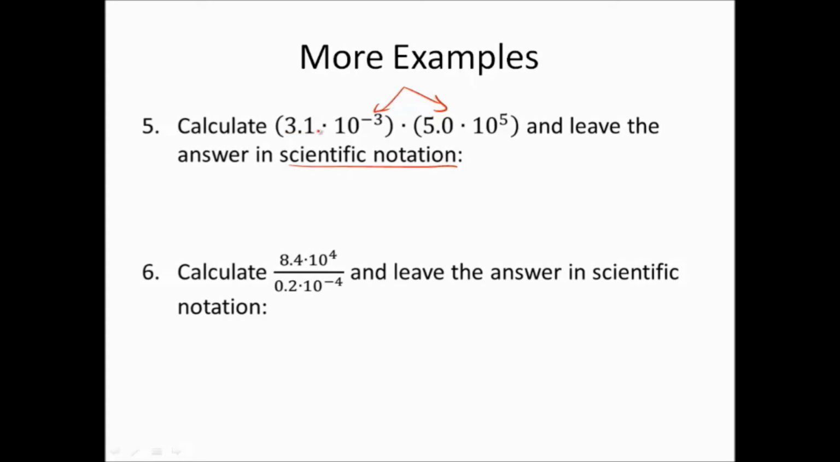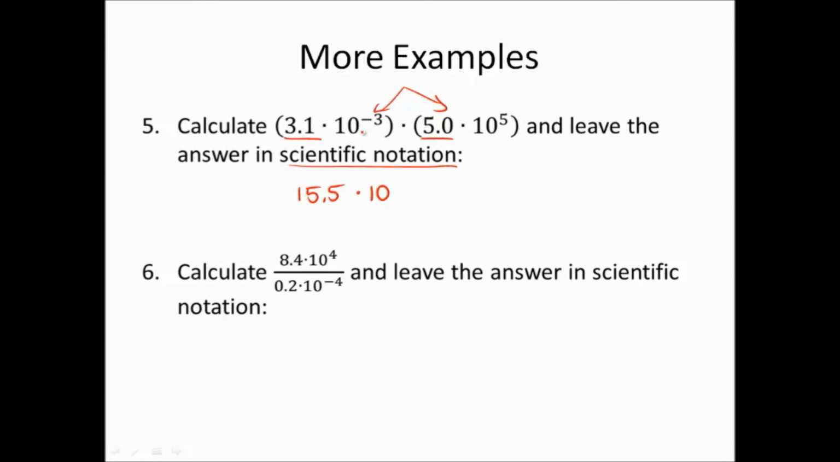Notice that if you go 3.1 times 10 to the negative third times 5 times 10 to the fifth, it's all multiplication, so it doesn't really matter what order we multiply in. So take 3.1 and multiply by 5, and what do we get? 3.1 times 5 gives us 15.5.